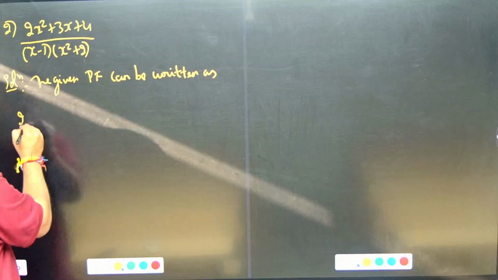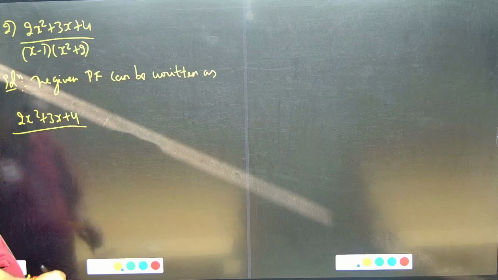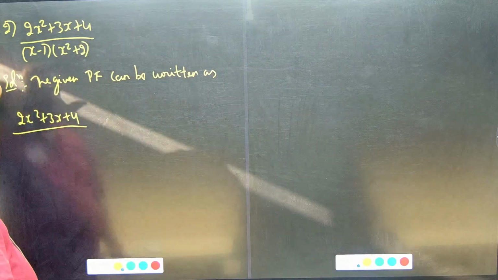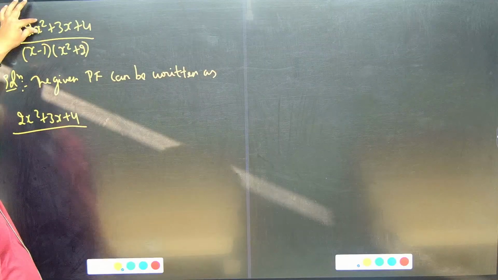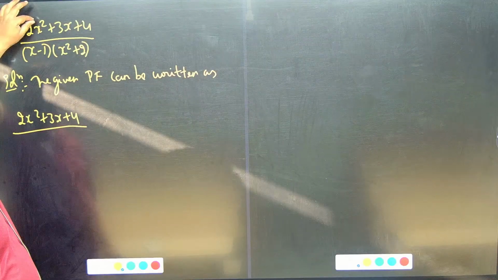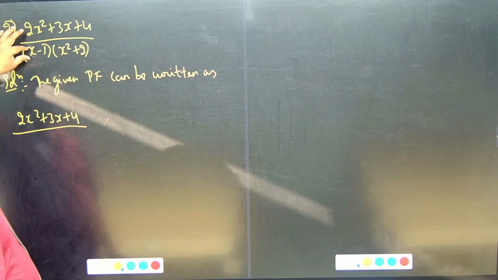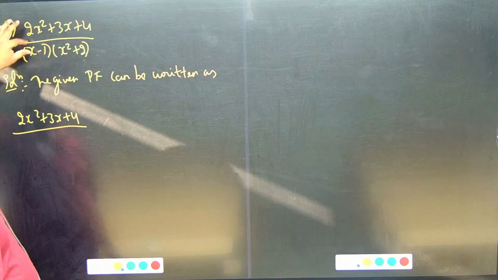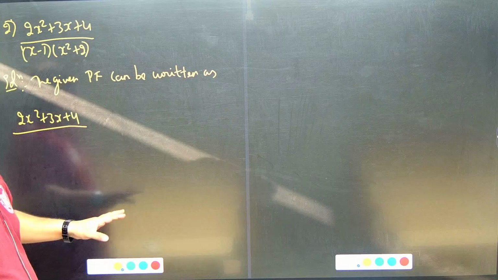The numerator is 2x square plus 3x plus 4. The numerator does not make any difference while writing the partial fraction, but one thing we have to check is the degree of the numerator. The degree of the numerator is the power of the highest variable, that is 2. The denominator is x into x square, that is cube. So, this is a proper fraction. So, we don't have to change anything.